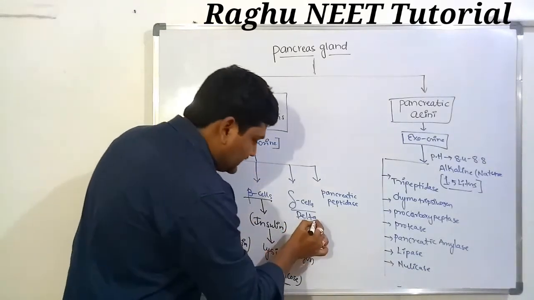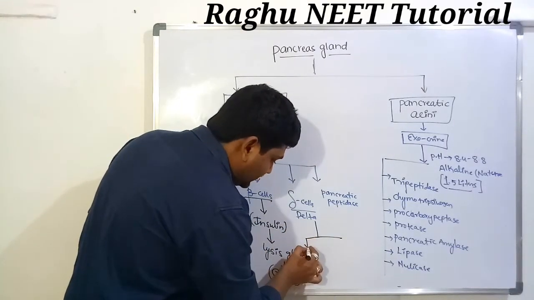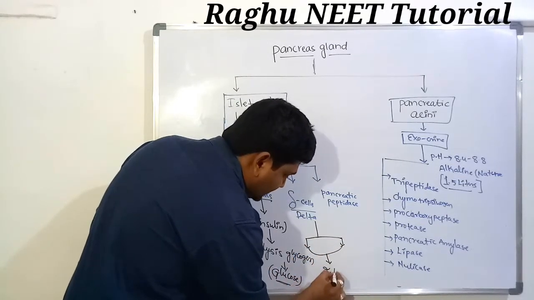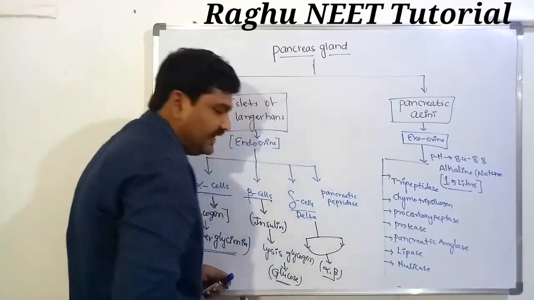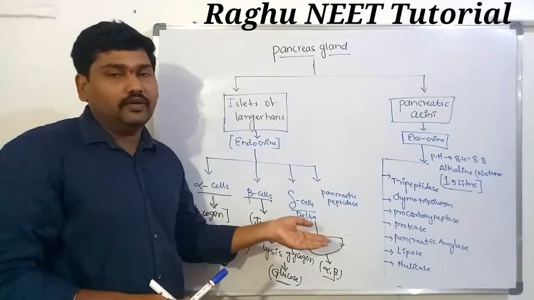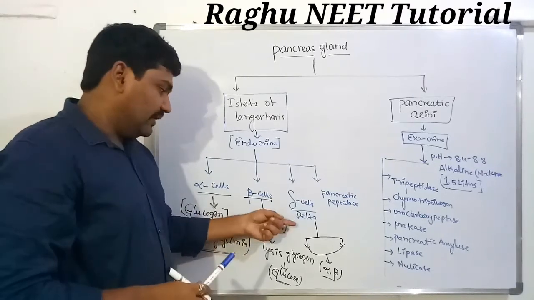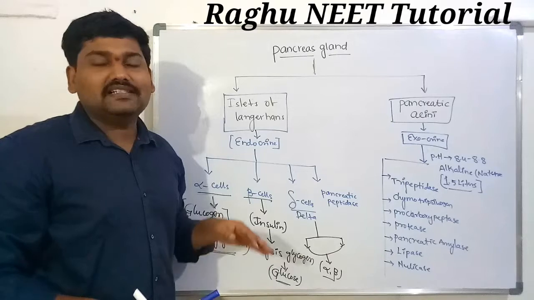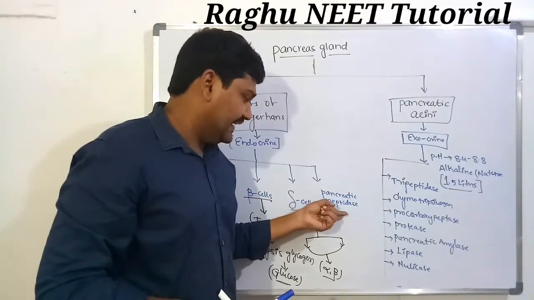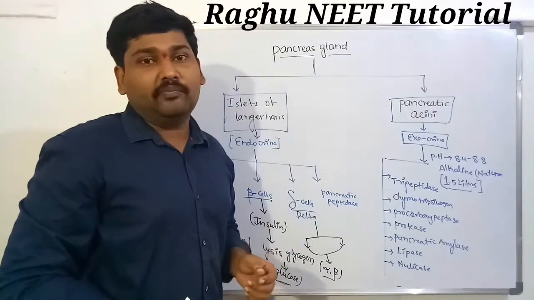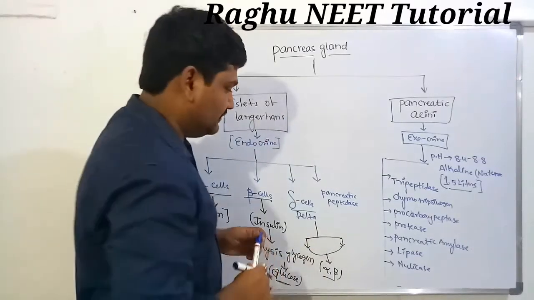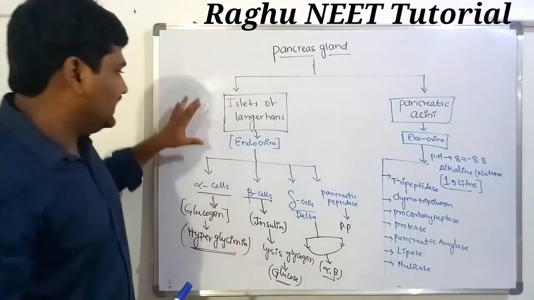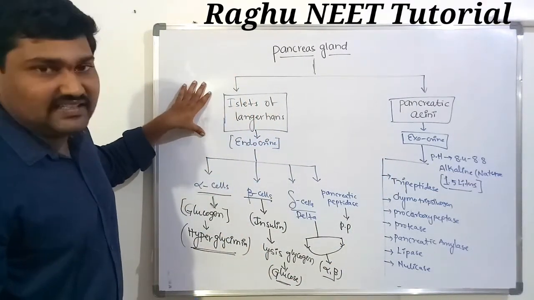Next one, delta cells. These delta cells control the alpha and beta cells. They inhibit the secretion of alpha and beta cells. Next one, pancreatic peptides. These act as pancreatic peptides. So this is the information about the islets of Langerhans.